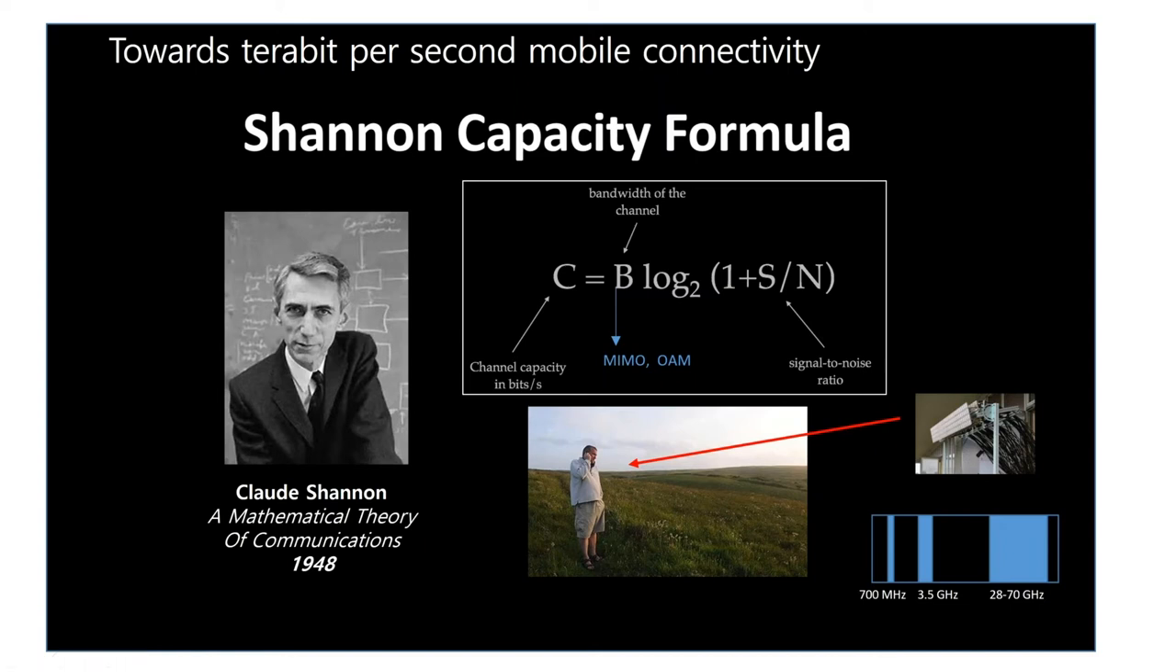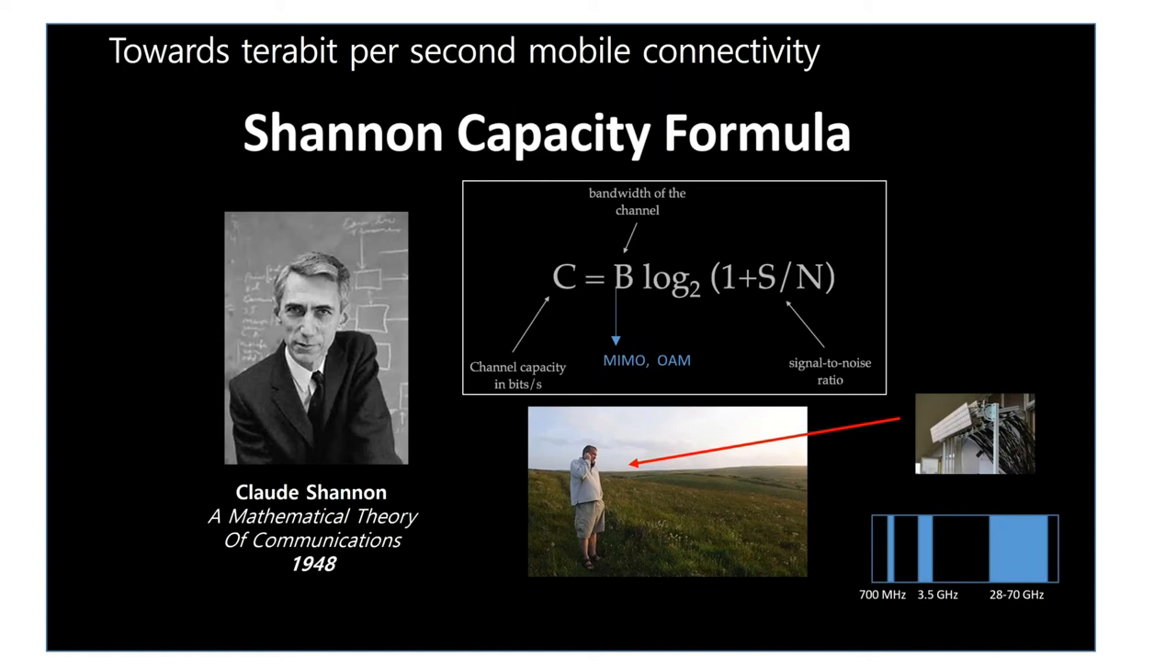So basically what it says is that if you want to increase capacity, if you increase the bandwidth by a factor of 10, you get a 10 times increase in capacity. But if you increase the signal to noise by bringing your base station closer to the user, by densification for example, that only gives you a logarithmic advantage. So the most straightforward way to increase data rates in wireless communication is to have more bandwidth.